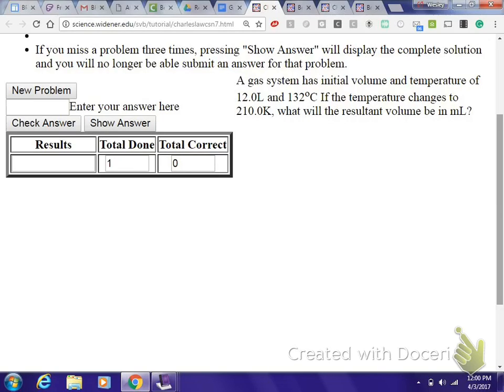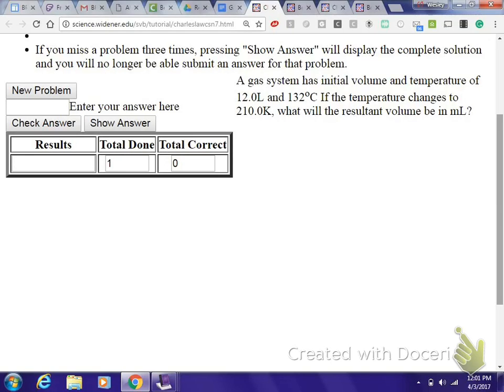12,000. There's 1,000 milliliters in a liter, so there's 12,000 milliliters. So now I can set it up. I'm going to go V1 over T1 equals V2 over T2. Cross multiply. So now it is V1 times T2 equals V2 times T1.